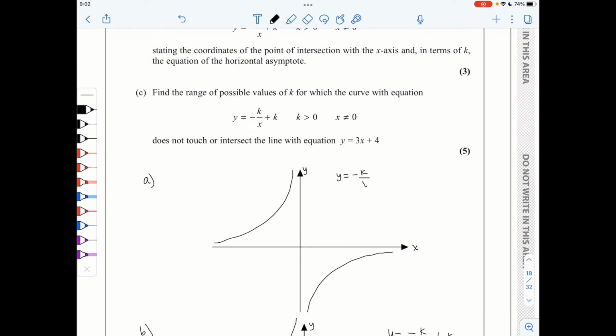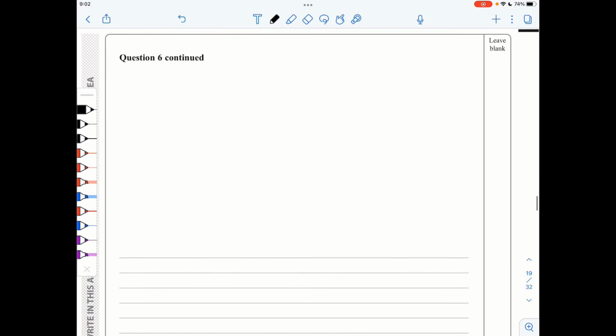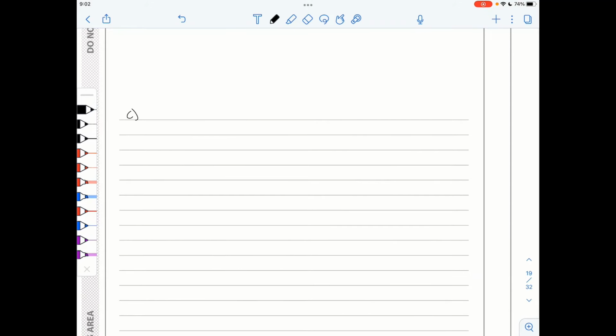Part C, we need to find the range of possible values of k for which the curve does not intersect the line with the equation y is 3x plus 4. So we are essentially looking at two equations. We've got on one hand y is minus k over x plus k, and on the other hand y is 3x plus 4. If I was to try and see whether they intersect, I would equate the two. So minus k over x plus k is 3x plus 4.